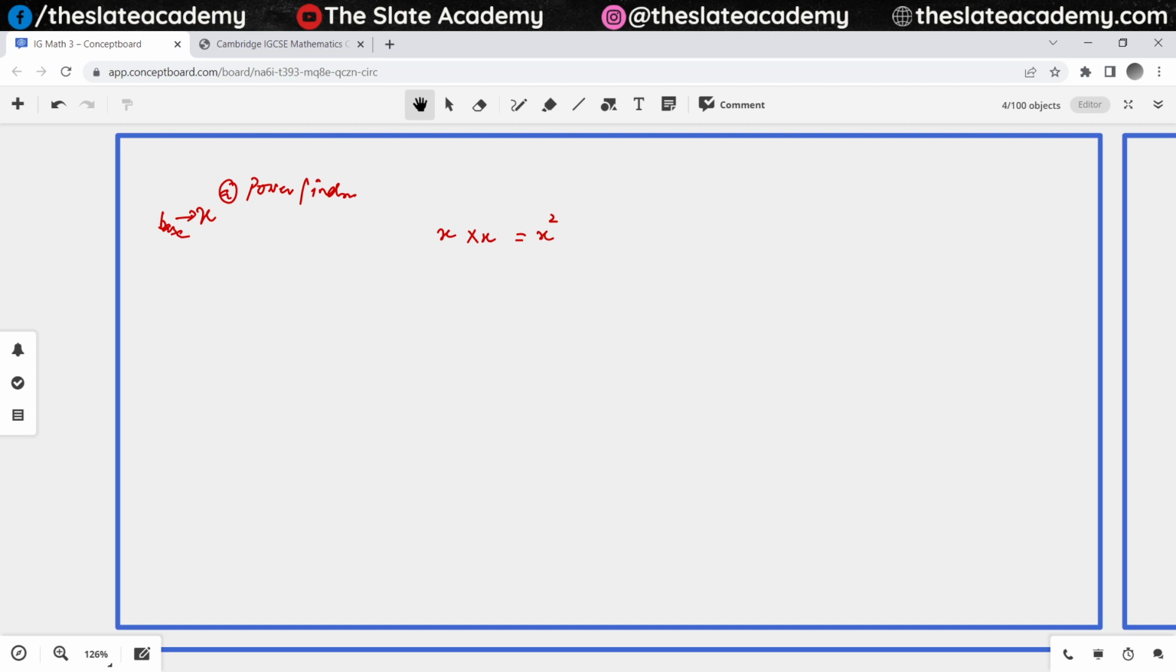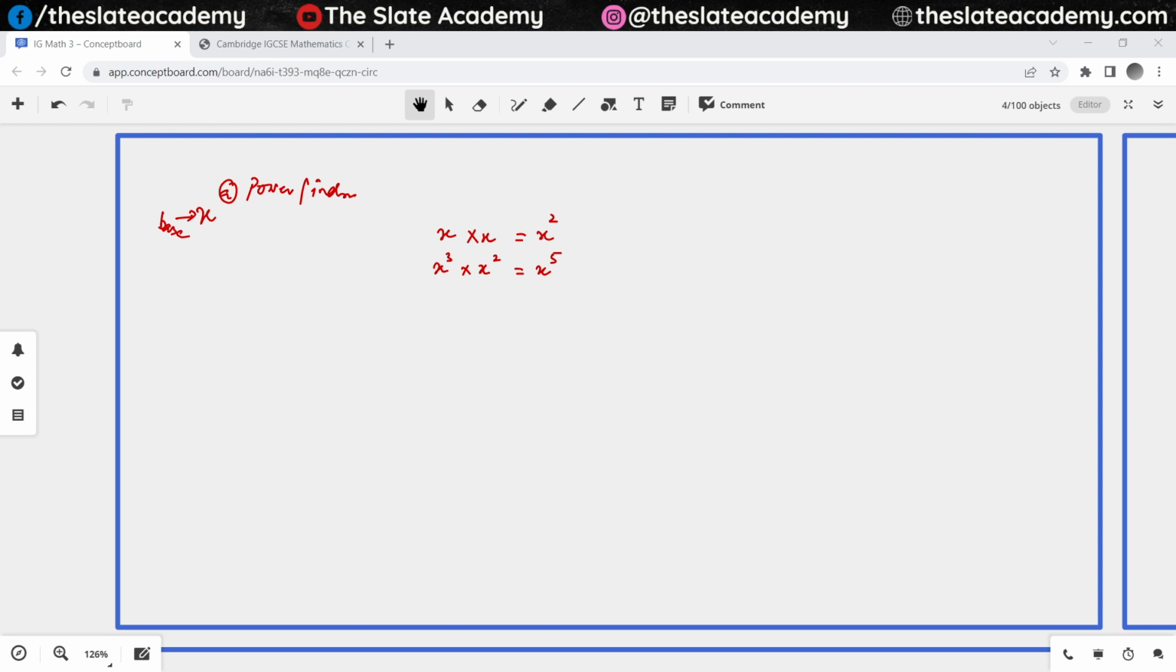Similarly, if I multiply x cubed with x to the power 2, what will the answer be, Miss Noor? x cubed times x squared. What's the answer? Miss Aisha, what would be the answer? x cubed times x squared. x to the power 5. Okay, so this is law number one.